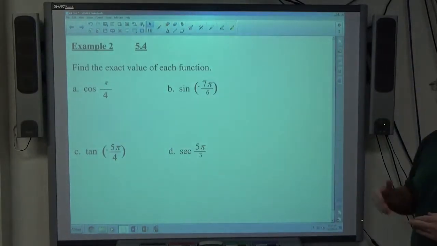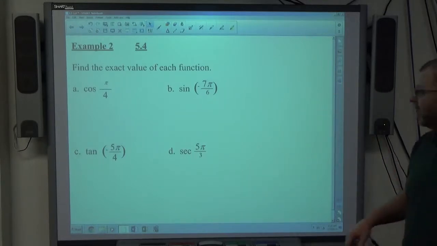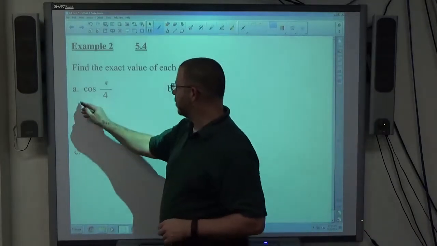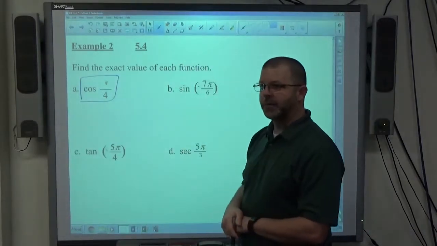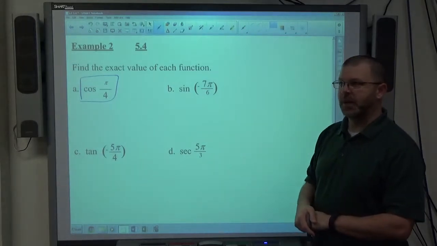Keep in mind that our sheet goes from 0 to 2 pi. Some of these angles aren't in the 0 to 2 pi realm, right? So pi over 4 is ready to go. So I'm going to put a little box around that. We're ready to do that one. Negative 7 pi over 6 can't do it, right? Because it's negative. We don't want negative angles.